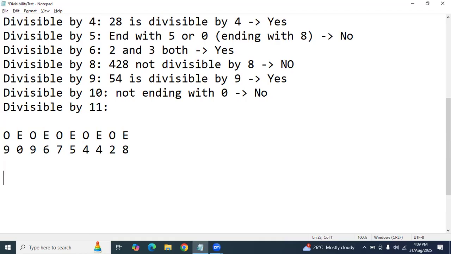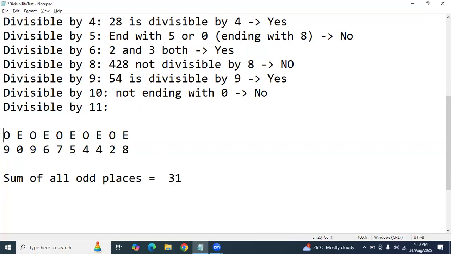Now what do we need to do? Sum of all odd positions. If we do the sum of all odd-position digits, 9 plus 9 becomes 18, 18 plus 7 is 25, 25 plus 4 is 29, 29 plus 2 is 31. So if we do the sum of all odd places, we get the answer as 31.